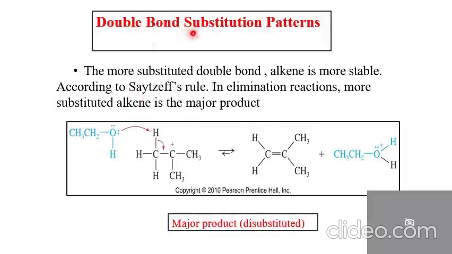Now the double bond substitution pattern: how we are getting the alkene as a product, whether it is stable or not, that we are going to consider. Now, the more substituted the double bond, the more stable the alkene will be. According to Saytzeff's rule, in all elimination reactions, E1, E2, E1cB, the more substituted alkene is always obtained as a major product.